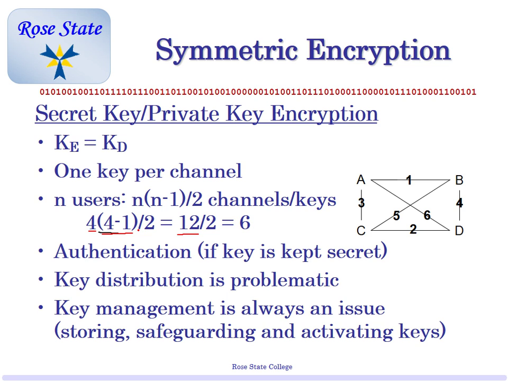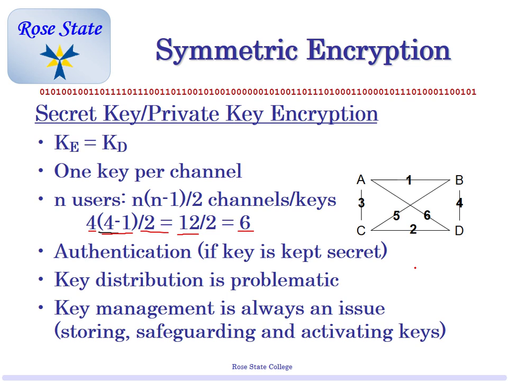So if you want to prove that's true, here's our 4 users, A, B, C, D. A and B need a key. A and D need a key. A and C need a key. So that's A can now talk to everybody. Then B and C need a key, and B and D need a key, and C and D. There's 6. I'll be able to see how that works.